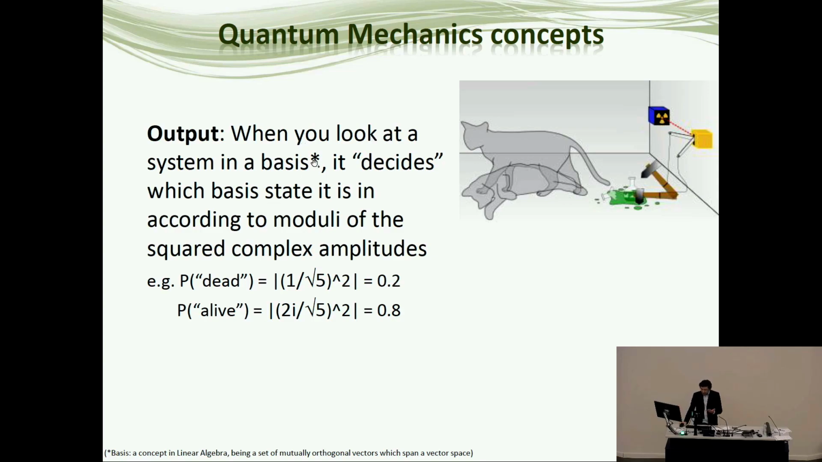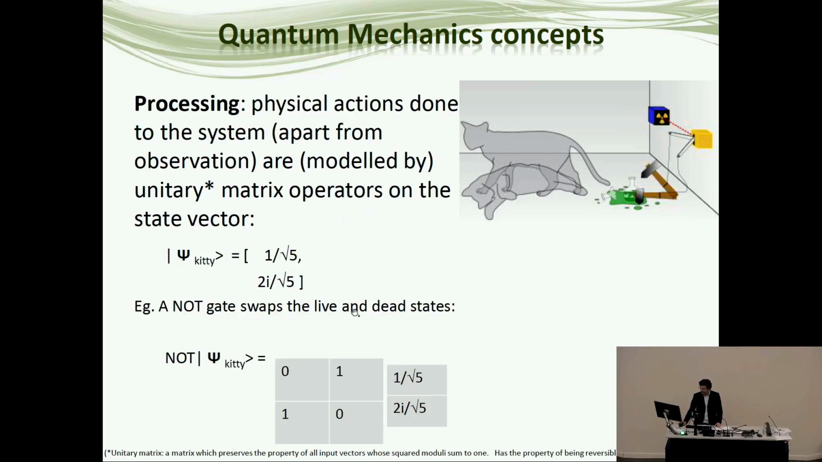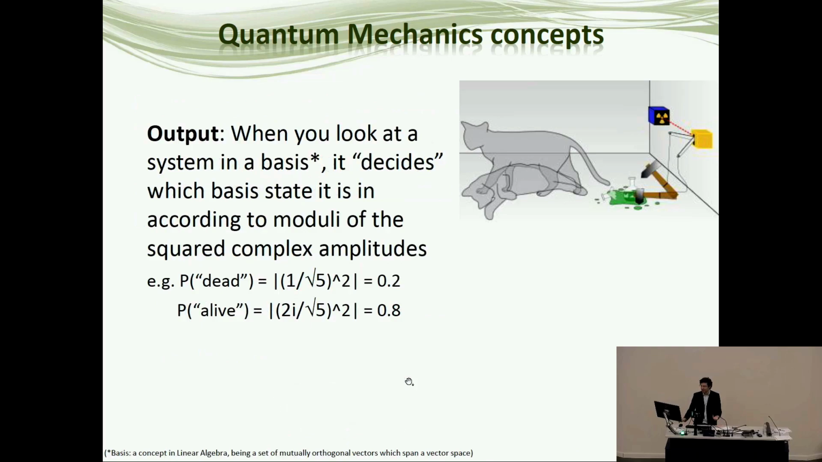So with a little more mathematical language, we say when you look at a system in a basis, you have to take a linear algebra class to understand exactly what that means. But roughly, when you look at one of these vectors, it decides which state it is going to be as a function of those amplitudes. So you actually square them. If you square the numbers in that vector, then they become probabilities, which sum up to 1.